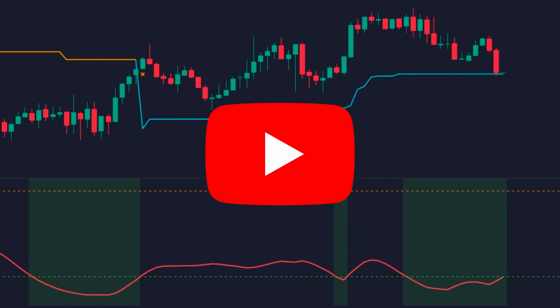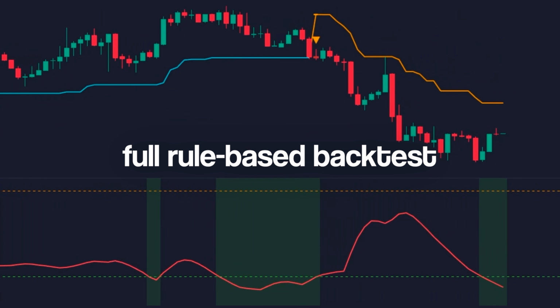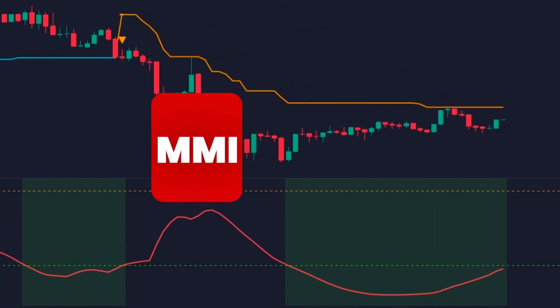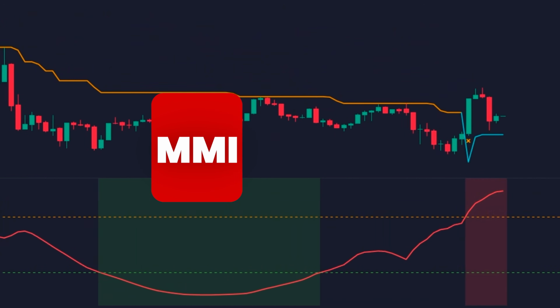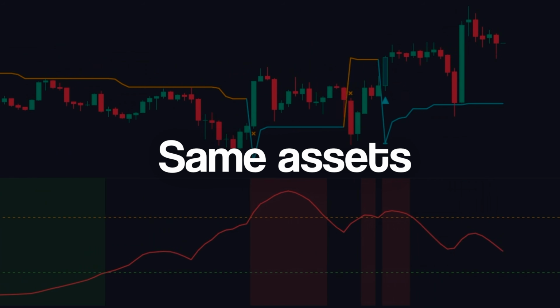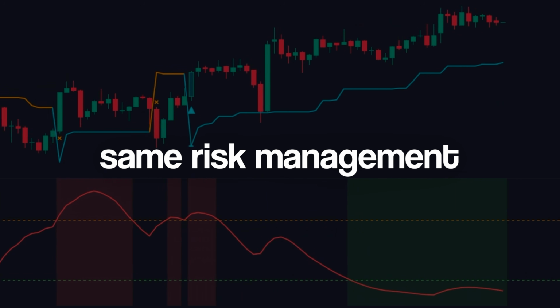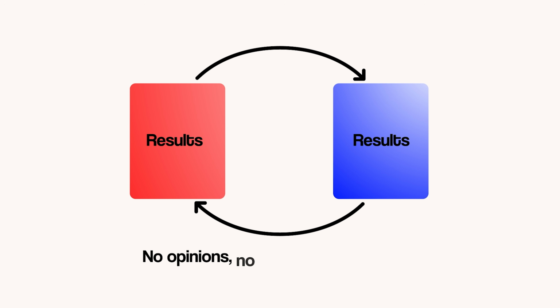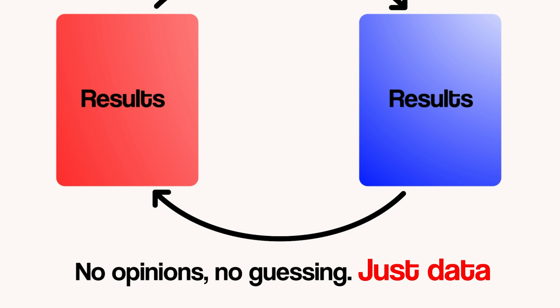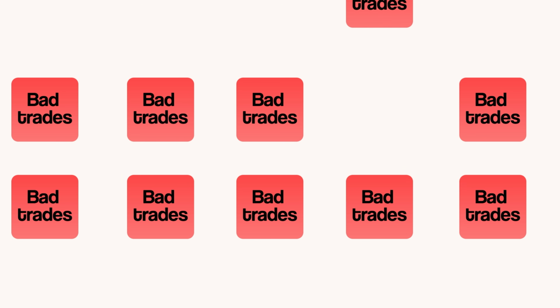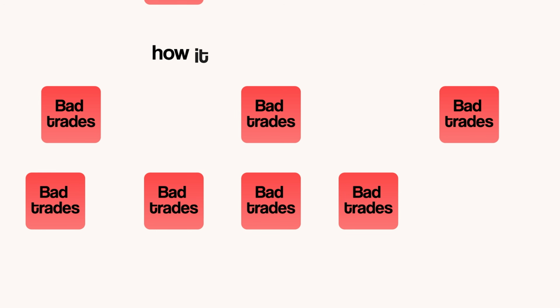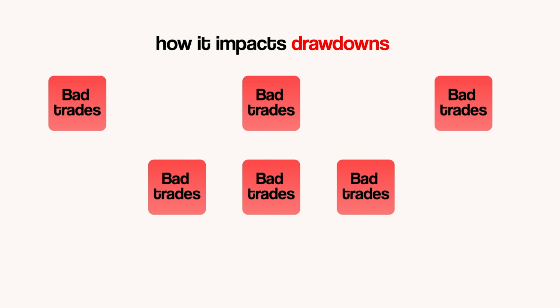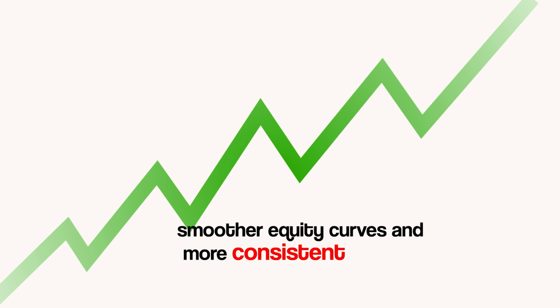In the upcoming video, I will run a full rule-based backtest combining the Market Manipulation Index with the Super Trend Fusion. Same assets, same time frames, same risk management, and we'll compare the results side by side. No opinions, no guessing, just data. We'll see how many bad trades this filter removes, how it impacts drawdowns, and whether avoiding unstable market phases actually leads to smoother equity curves and more consistent results.